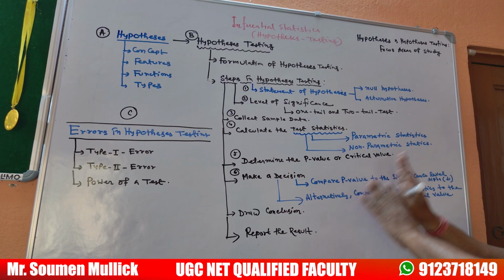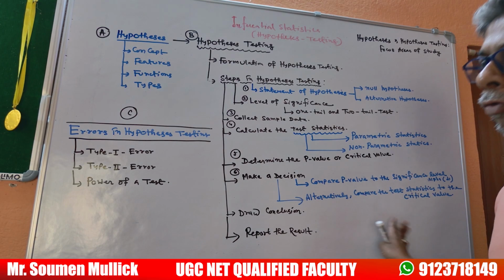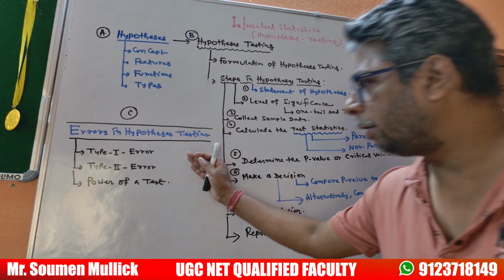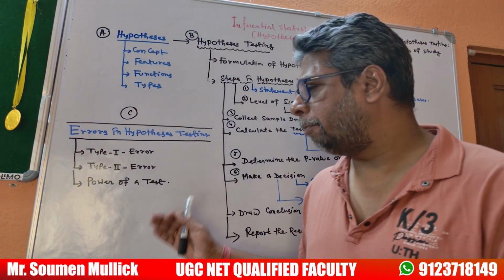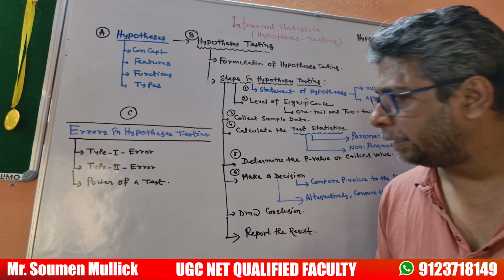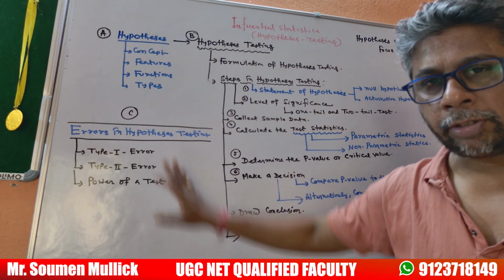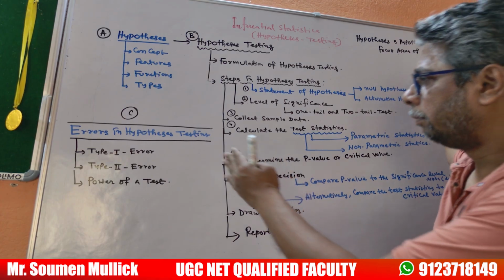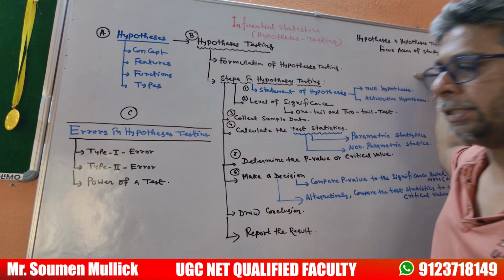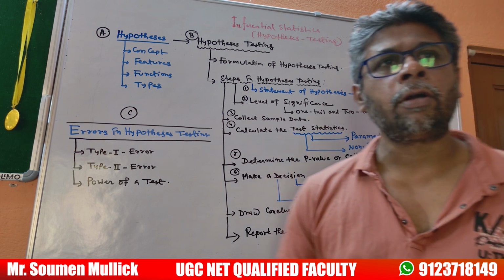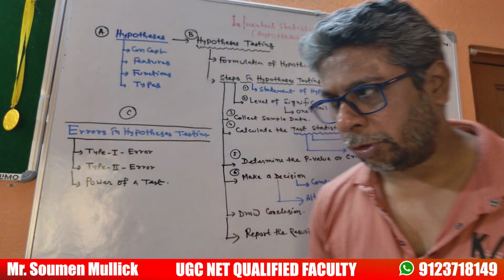Apart from the steps in hypothesis testing, we have to study the errors in hypothesis testing: Type 1 error, Type 2 error and power of test. These are very, very important areas of hypothesis testing, and for errors in hypothesis testing. These are important for solving our UGC-NET question paper.